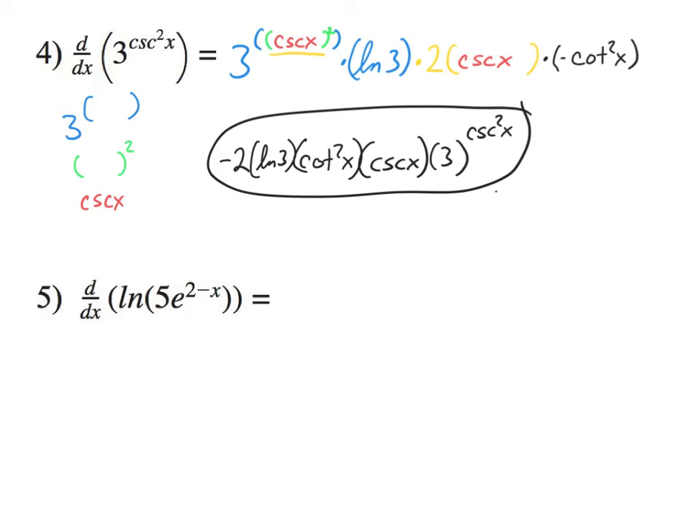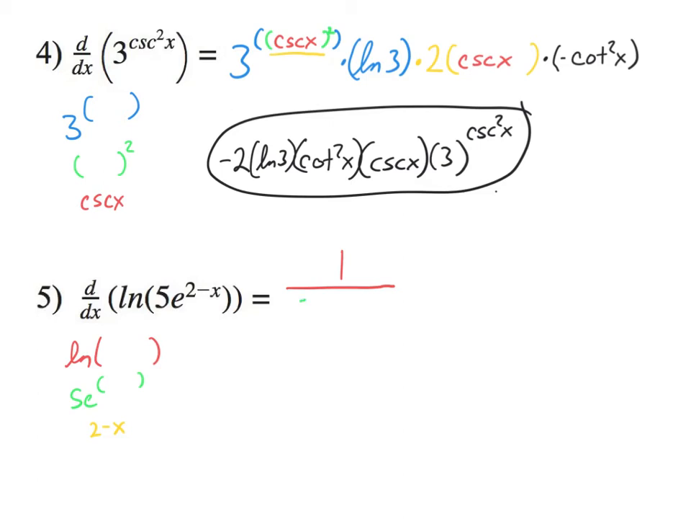Let's try this one now. So for this next one, the outer piece, hopefully you see, is ln of something. Inside of that is 5e to some power, and the power actually inside of that is 2 minus x. All right, so we're going to take the derivative of ln blank. That derivative is going to be 1 over blank, or the derivative of what's inside.